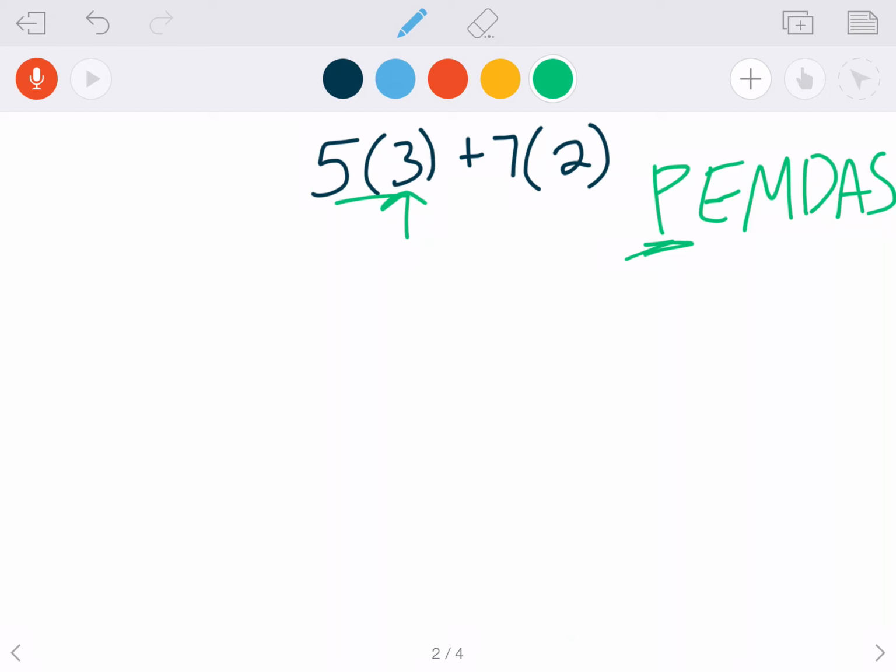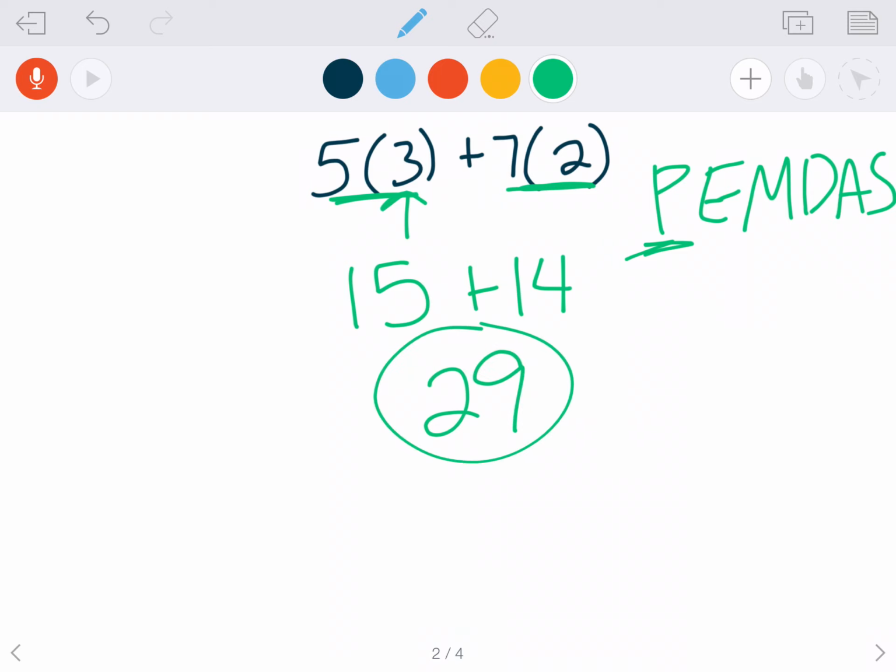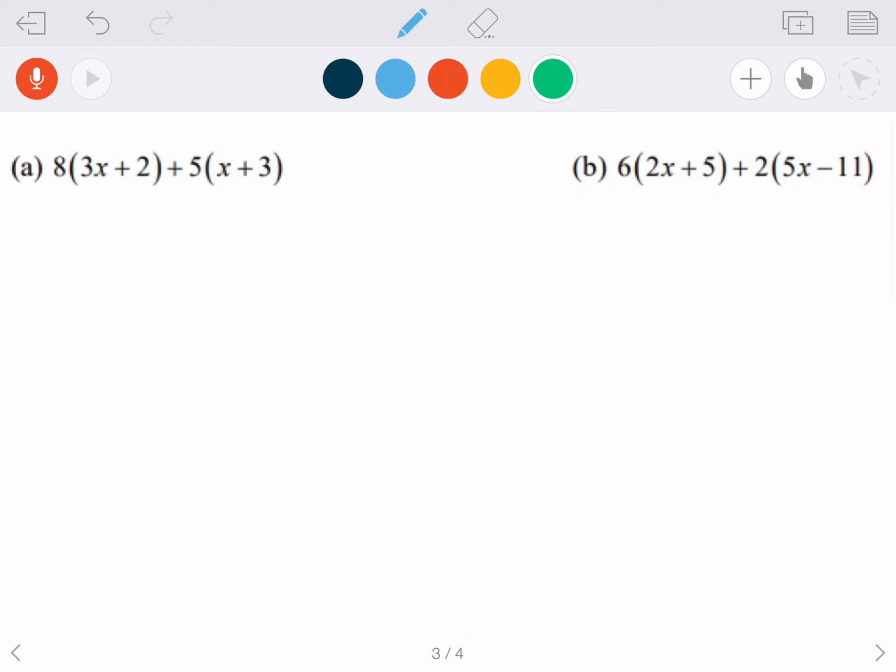So 5 times 3. Well, we know that is 15. And then we're going to do 7 times 2, which gives us 14. So 15 plus 14 is 29. Okay? Pretty simple. So what you notice is we had to simplify this before we could add our numbers. So now I have these two expressions.